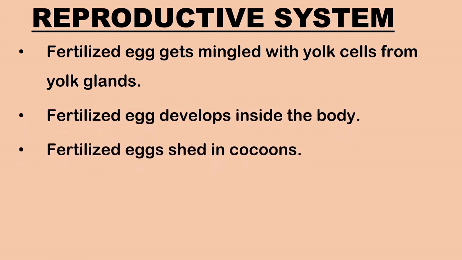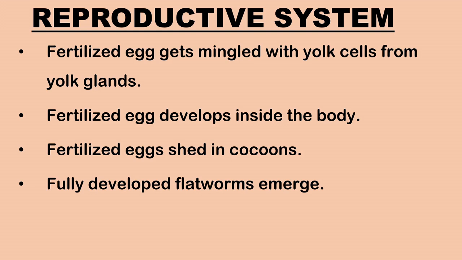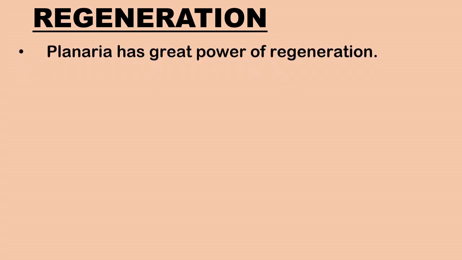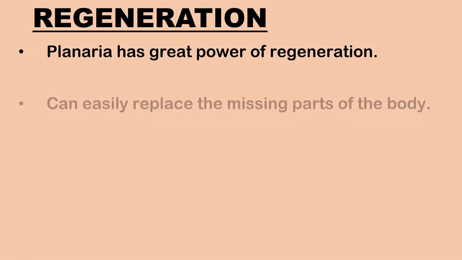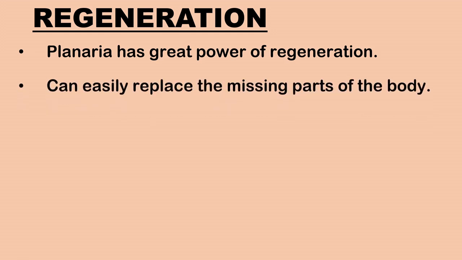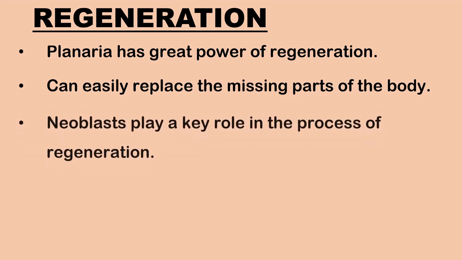The fertilized eggs are shed in capsules or cocoons through the genital pore. Later, fully developed young worms develop directly without metamorphosis. Finally, we shall learn about regeneration in Planaria. Planaria has great power of regeneration. It can easily develop and replace the missing parts of the body.